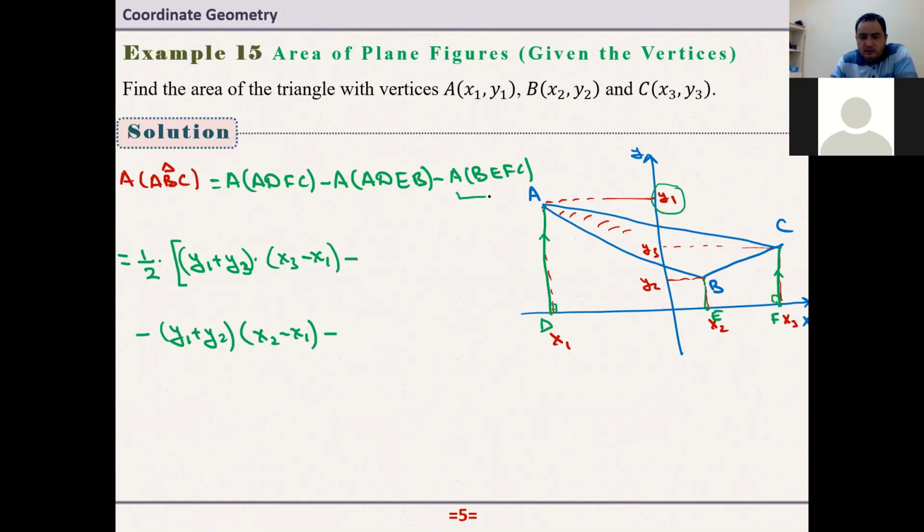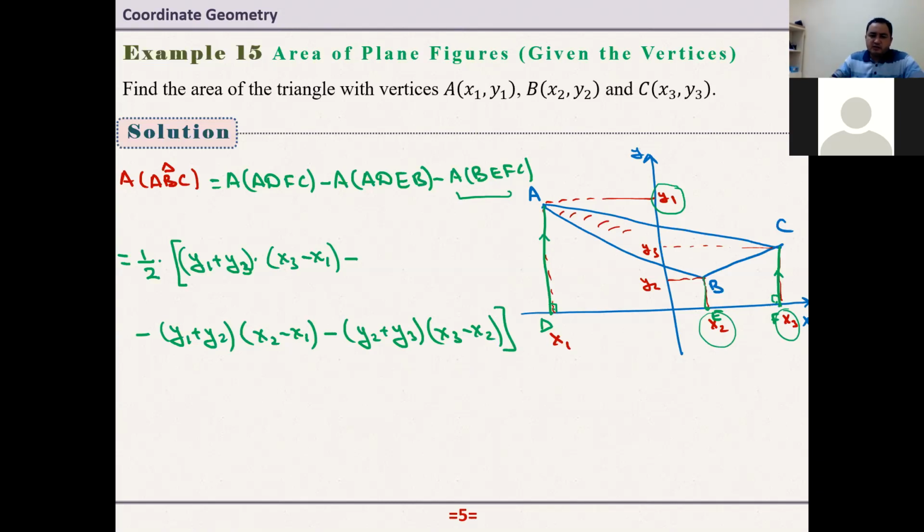Minus, how about the area of the third trapezium? Here we have the small trapezium, and the sum of the parallel sides. This one is y sub 2, this one is y sub 3. So here we have y sub 2 plus y sub 3. And the height. What is the height? The distance between x sub 2 and x sub 3. That's equal to x sub 3 minus x sub 2. Okay. Actually, that is it, how we find this.